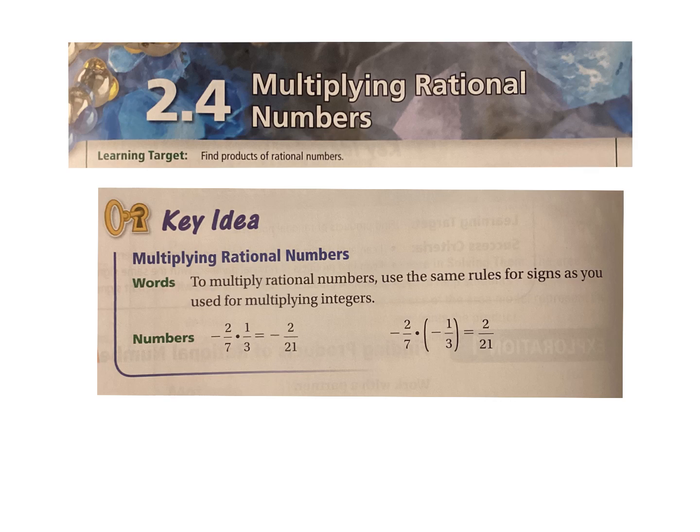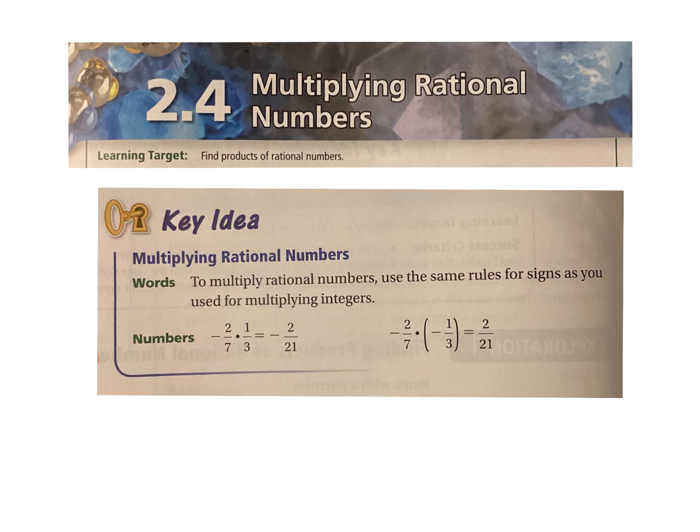This is section 2.4, multiplying rational numbers. The learning target is that we can find products of rational numbers. So this is not just integers, but it is multiplying fractions and decimals.